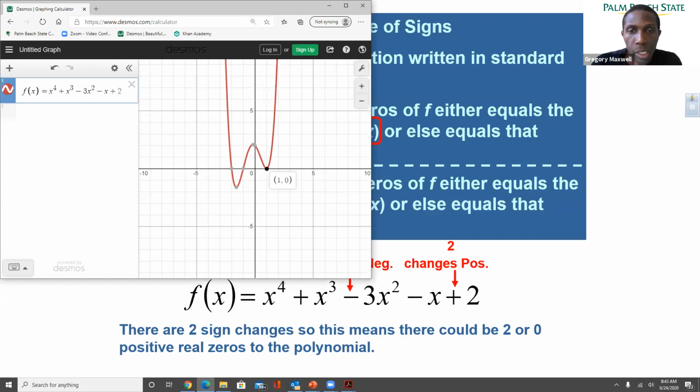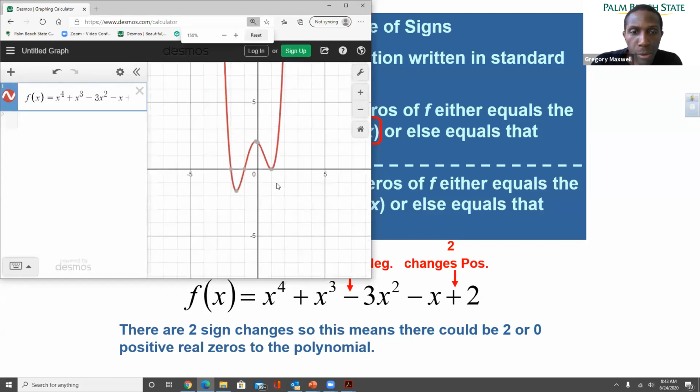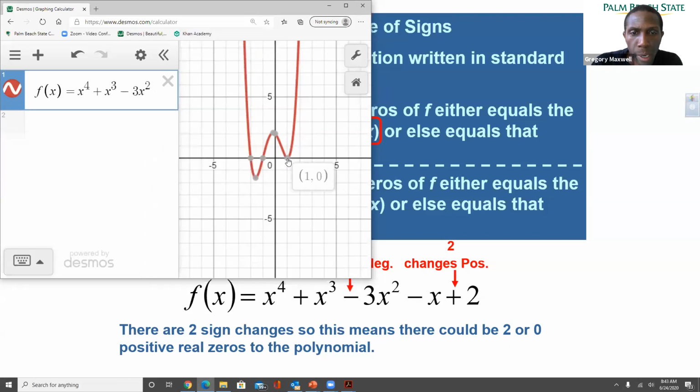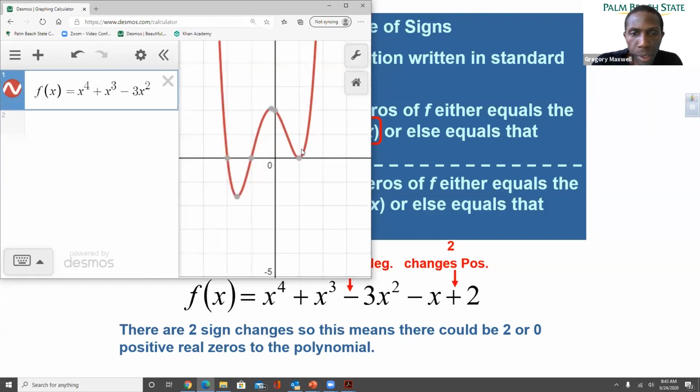Now, if you notice here, we have a repeated 0 at 1 right here. That's 1 positive 0. And then we have 2 negative zeros, -2 and -1. As Descartes' rule of signs said, 2 negative real numbers and actually one positive real zero that is repeated, so it's there twice.